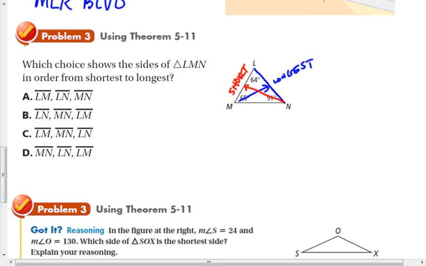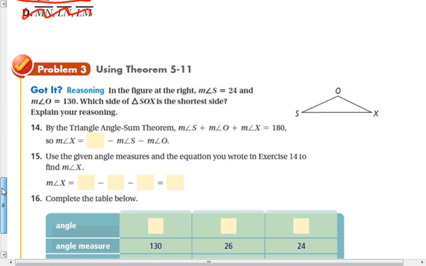So we want LM first, so that's either this one or this one. And then we want the longest side to be LN, so that would be this one in order. All right, you try that.